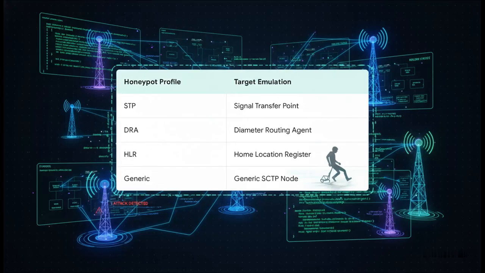And get this, SCTPX comes loaded with pre-built honeypot profiles. It can pretend to be all sorts of critical network gear. For example, it can act like a signal transfer point, or STP. That's basically a router for signaling traffic. Or it can mimic a diameter routing agent, the DRA, which is like the central nervous system for an LTE network. It can even pretend to be a home location register, the HLR, which holds all the subscriber info. So when an attacker starts poking around and hits one of these decoys instead of your real system, boom! You know they're there, and you get to see exactly what they're trying to do.